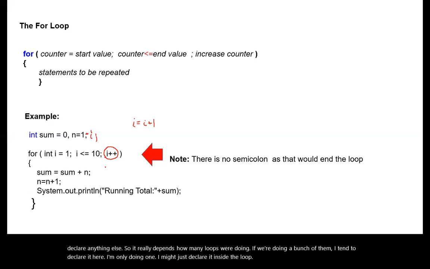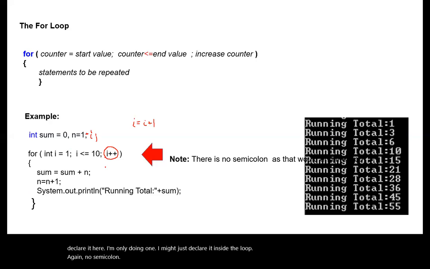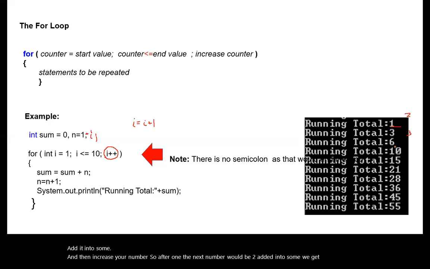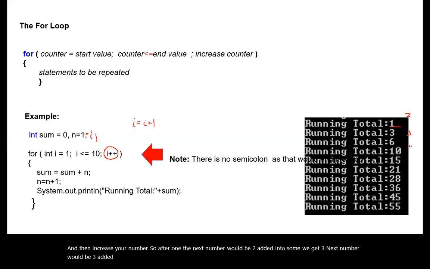Again, no semicolon. So what that code would do, it would start with number 1, add it into sum, and then increase your number. So after 1, the next number would be 2, added into sum, we get 3. Next number would be 3, added into sum, we get 6. Next number would be 4, added into sum, we get 10, and we just do that 10 times.